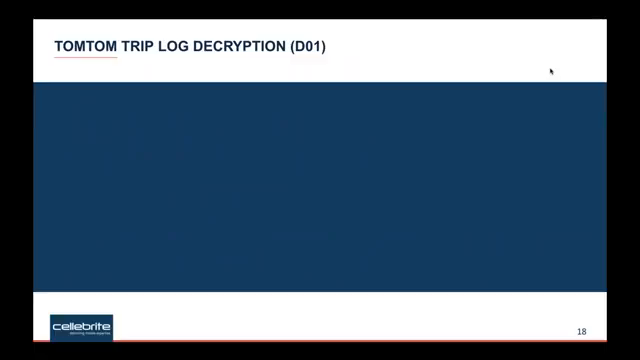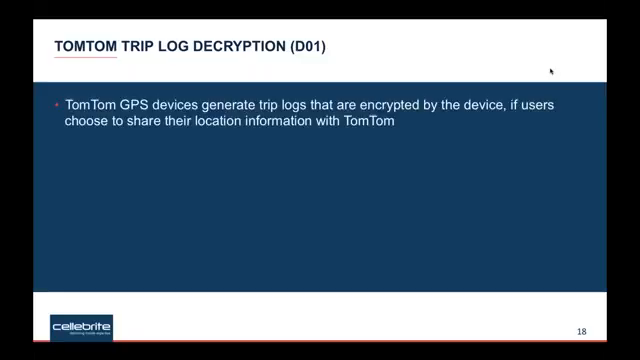So finally, we'll wrap up with TomTom trip log decryption. This is a pretty impressive capability that Cellebrite has created. It's unique to the world. For those countries and regions of the world that are still seeing TomTom Navi systems and GPS devices that are utilized, you might be missing a considerable amount of evidence. This is offered as a service through Cellebrite Advanced Investigative Services. We're calling it D01 for Decode Decrypt number 1.